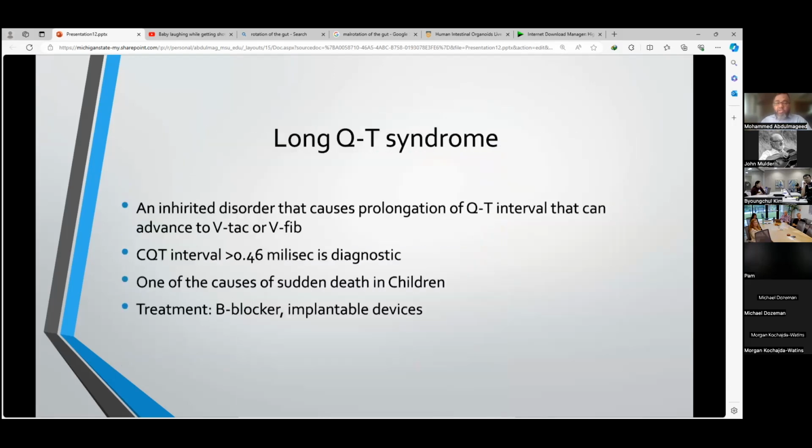Okay, long QT syndrome, another one that can cause sudden death in children. It's an inherited disorder that causes prolongation of the QT interval that can advance to VTach or VFib. A corrected QT interval of more than 460 milliseconds is diagnostic, and it is one of the causes of sudden death in children. Treatment is by beta blockers and implantable devices.